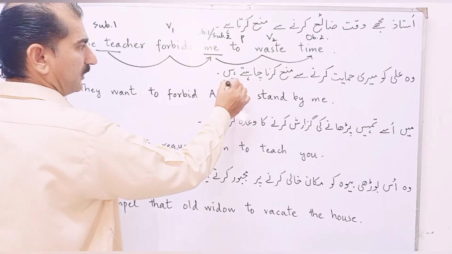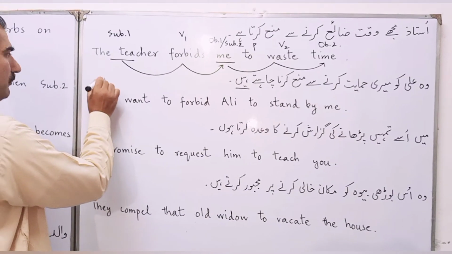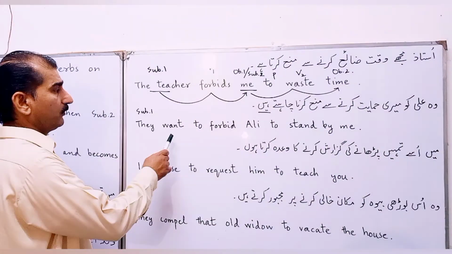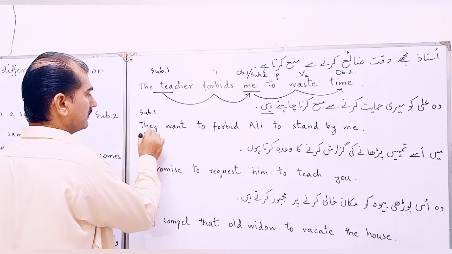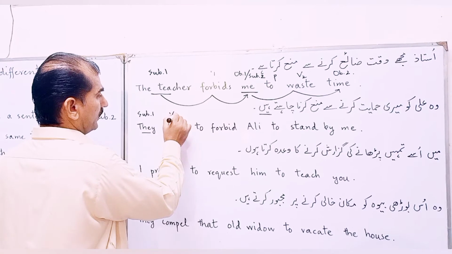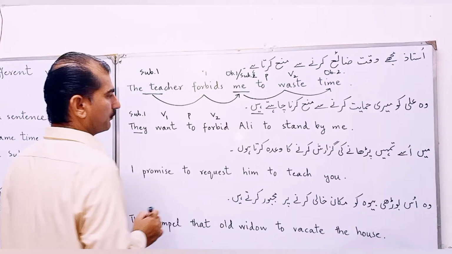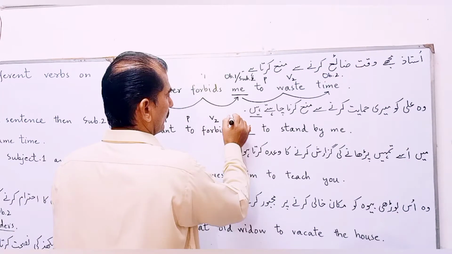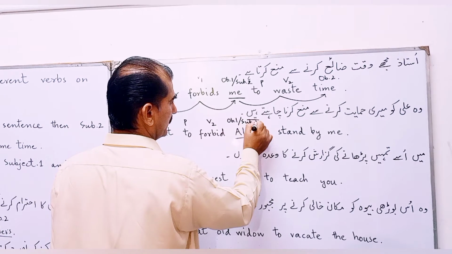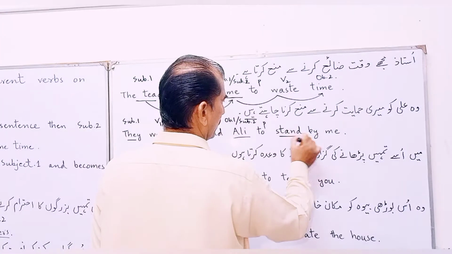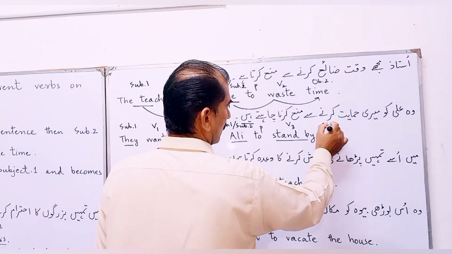चूंकि यहाँ पे हैं आया हुआ है तो हम वो को प्लूरल कंसीडर करेंगे, प्लूरल प्रोनाउन इस्तेमाल करेंगे. They is our subject. They want to forbid Ali to stand by me. Now let's check the order of the words. They serves as a subject 1. Want is verb 1. To serves as preposition. Forbid is also verb 2. Ali is the indirect object, means object 1 and subject 2nd. To is again a preposition. Stand by is a phrasal verb, and me is object 2nd.